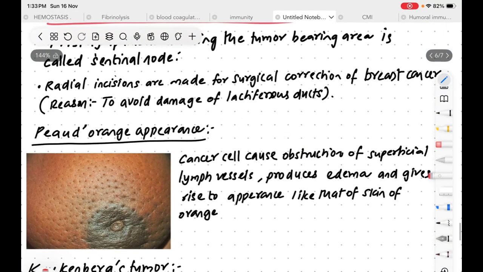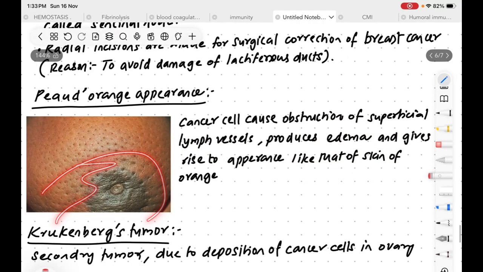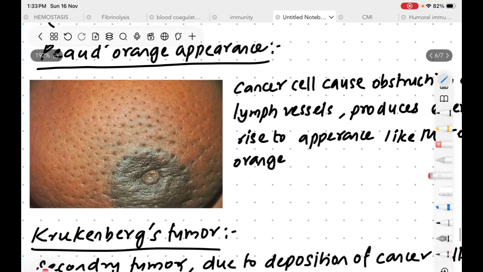Why is it caused in breast cancer? What happens is these cancer cells cause obstruction of superficial lymph vessels, which produces edema and gives rise to an appearance like that of the skin of an orange. Okay, due to obstruction of superficial lymph vessels there is edema and an orange-like skin appearance. So this is about the peau d'orange appearance.